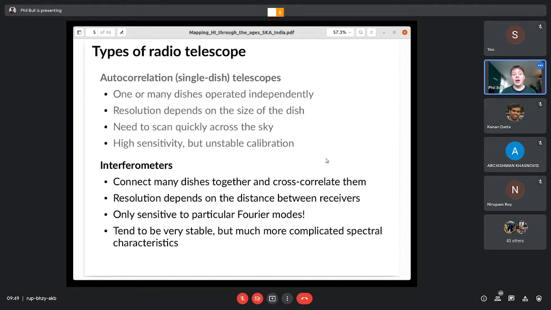In fact, you can even run them as drift scan telescopes, where they just sit staring up at the sky. There's no movement. But they have much more complicated spectral characteristics. There's a lot more frequency-dependent effects in them because they're interferometers.